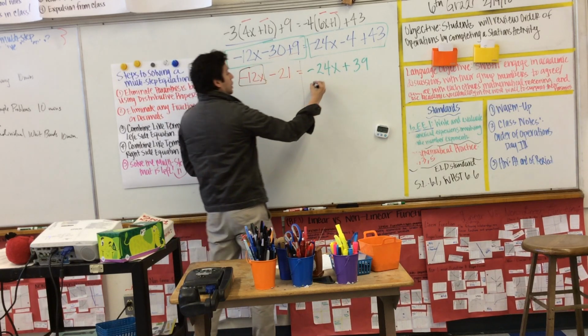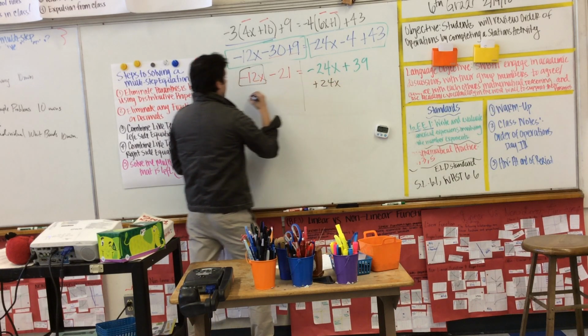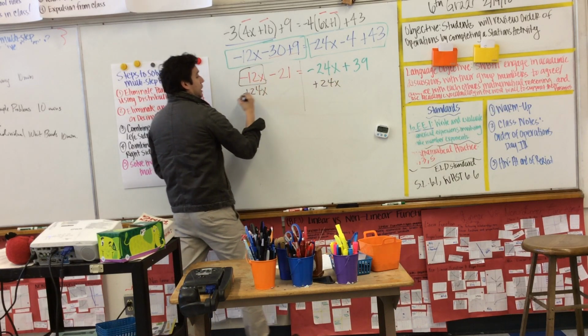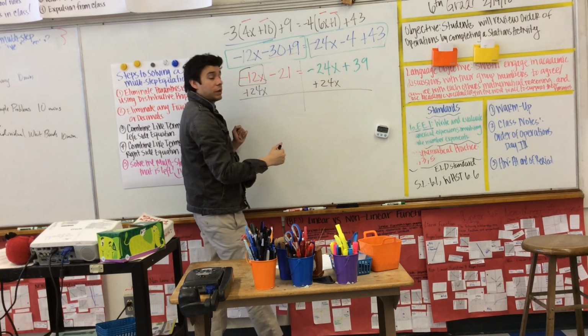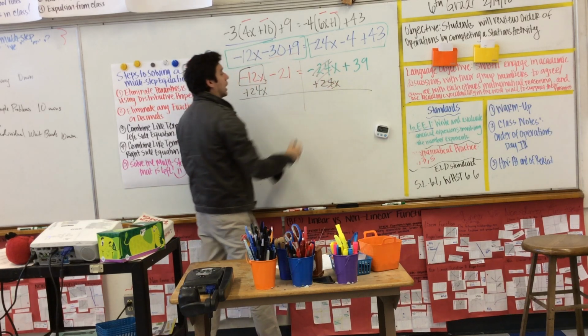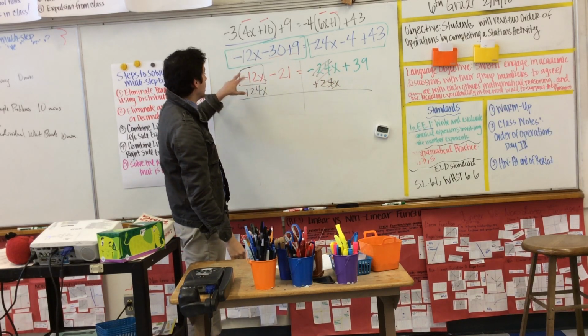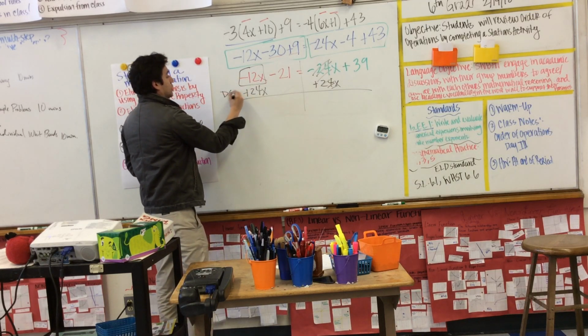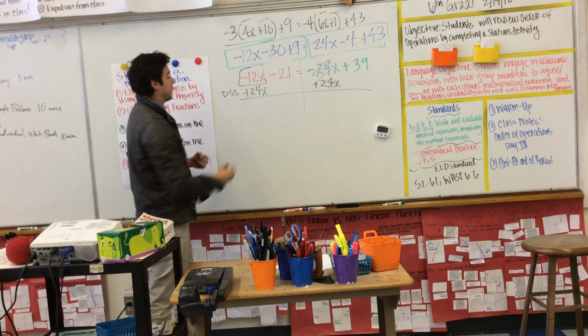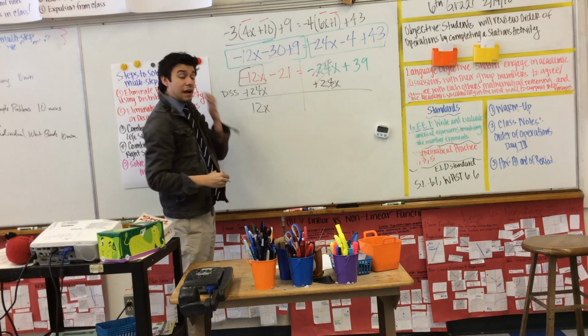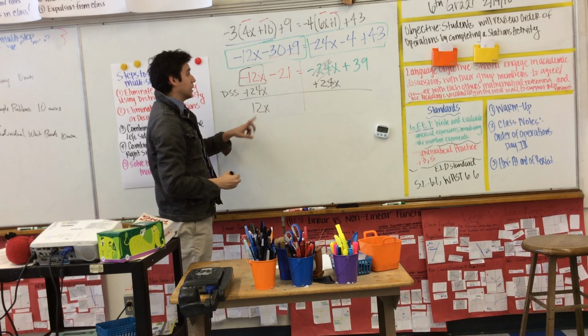Negative 12 is bigger, so I'm going to do plus 24x, inverse operation. I do this to balance the equation. These cancel out. There's no such thing as a 0x. Different sign, subtract, so I know it's 12x. I have more positives, so that's positive 12x.